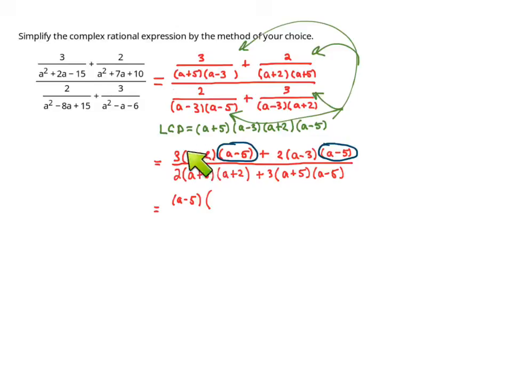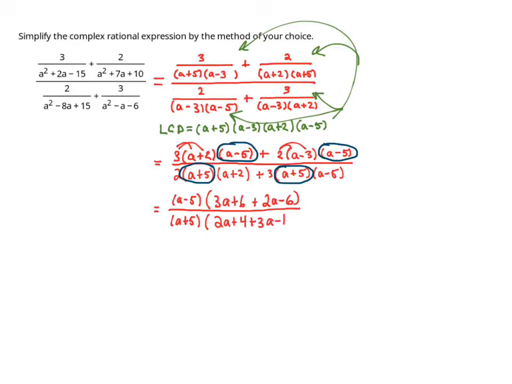This 3 and this a plus 2 are left behind when I factor out the a minus 5, which leaves me 3a plus 6. I just multiplied it out. And then the same thing here: I've got this 2 and an a minus 3 left when I factor out the a minus 5, and that's 2a minus 6. And I just distributed those. And the same thing happens on the bottom. I noticed that both of these have this a plus 5, so I factor that out, and what I'm left with here is a 2 times a plus 2, which is 2a plus 4, and this 3 times this a minus 5, which is 3a minus 15.